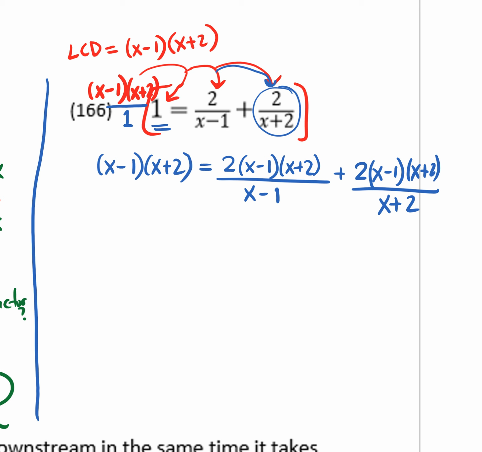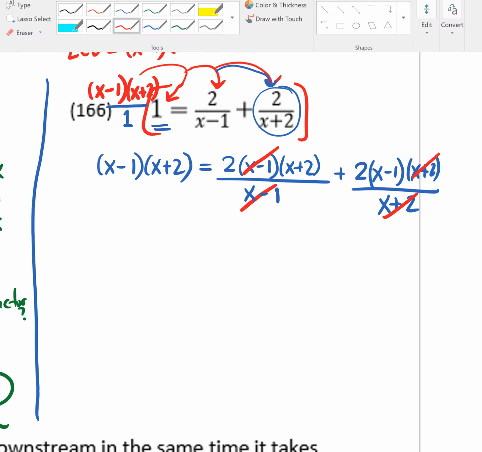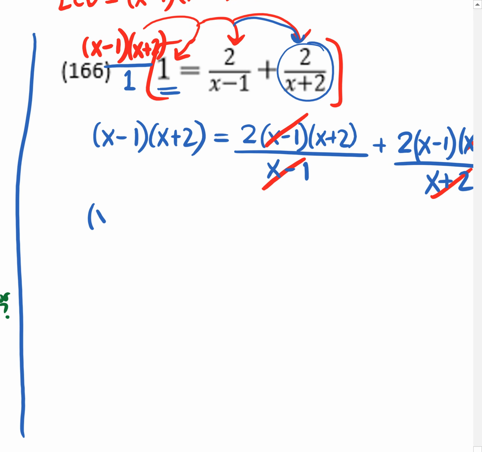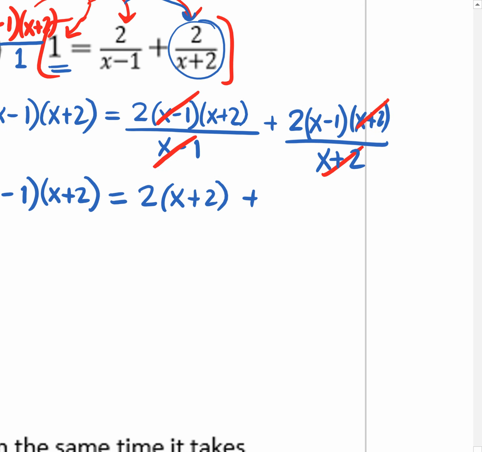Alright, and the whole point of that, remember, is that once you multiply by the LCD, there should be no more denominators once you reduce. So for example, here x minus 1's cancel, here x plus 2's cancel. So you should be getting rid of denominators right now. On the left side, there was never a denominator, so we don't need to worry about it. It'll just be the x minus 1, x plus 2. On the right side, 2 and x plus 2 are left from that first term, and then plus the 2 and the x minus 1 are left from the second term.